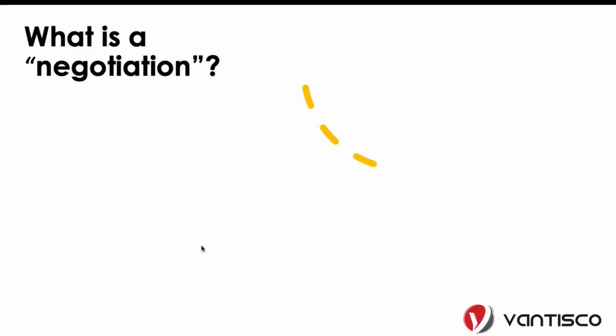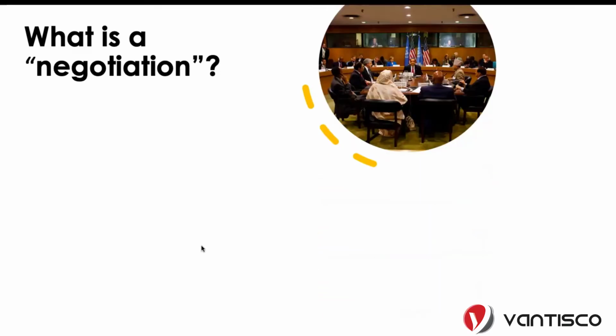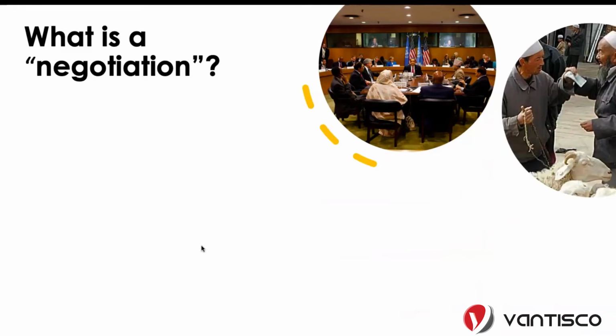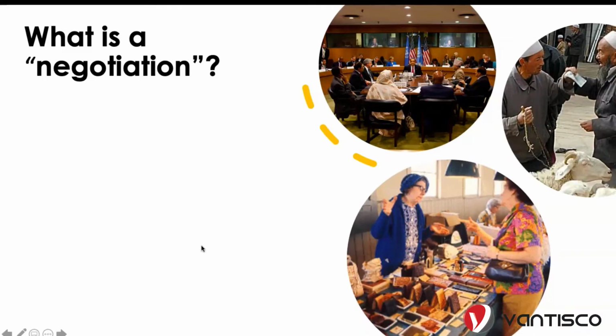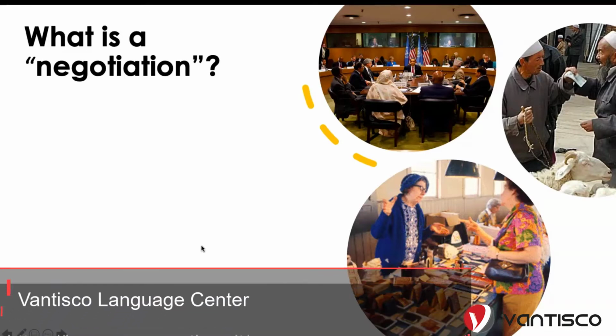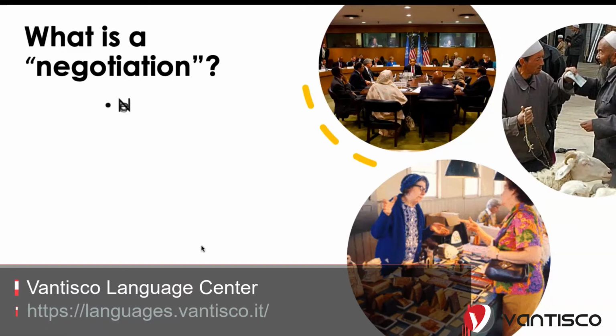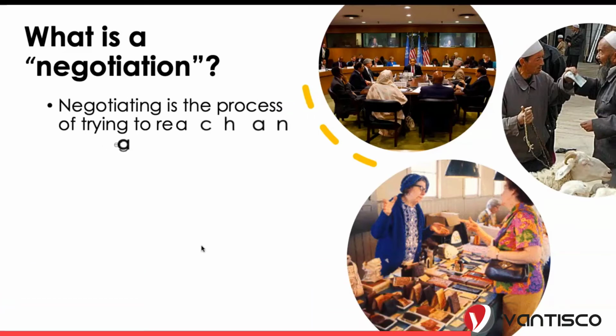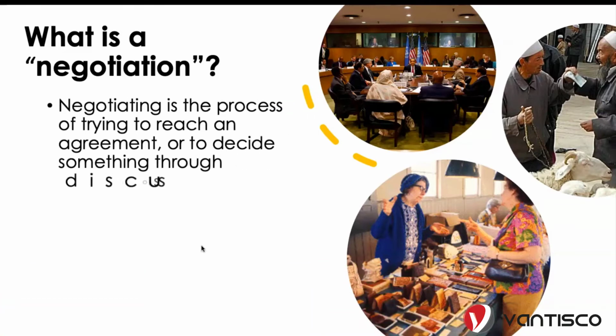Let's give a definition to negotiation. Look at the pictures. You will see different places here. In all of these pictures, we see a kind of negotiations happening. Negotiating is the process of trying to reach an agreement or to decide something through discussion.